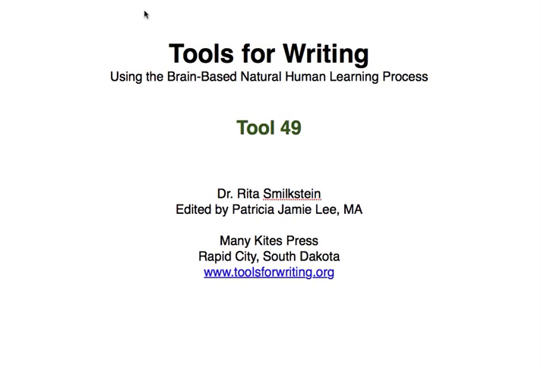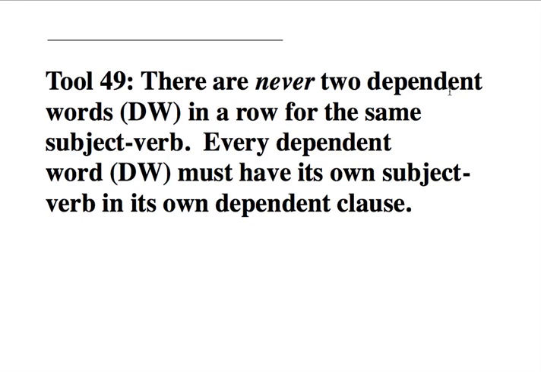Tools for writing, Tool 49. Tool 49 tells us that there are never two dependent words in a row for the same subject-verb pair. Every dependent word must have its own subject and verb and its own dependent clause. Write that down. I'll give you a few examples.